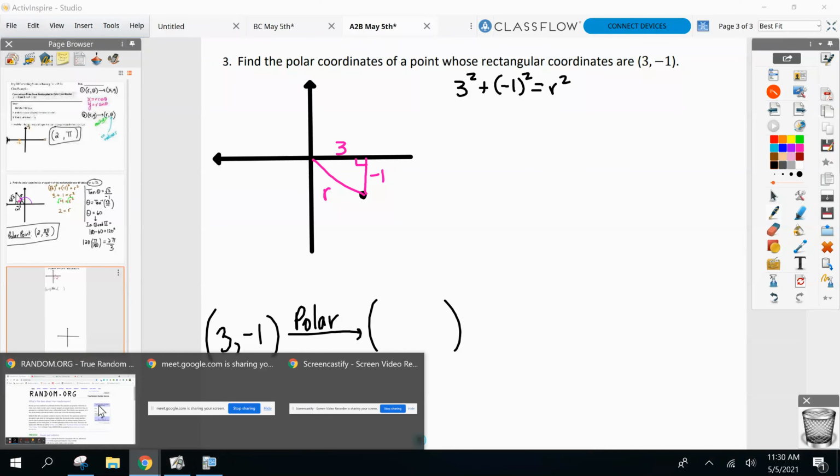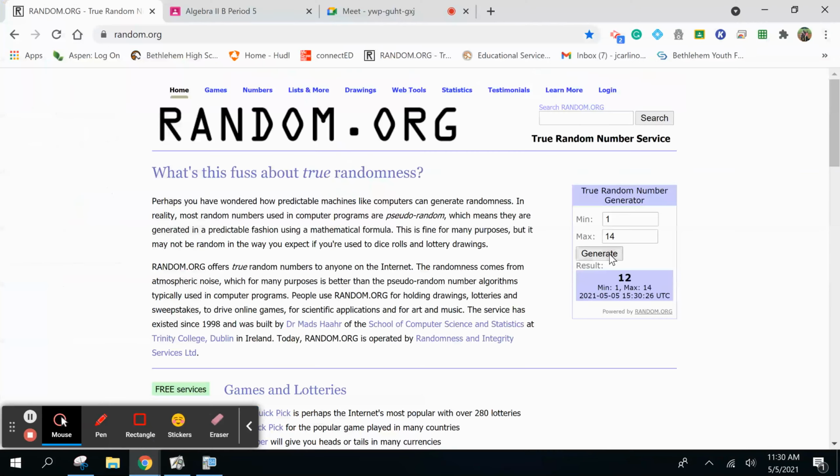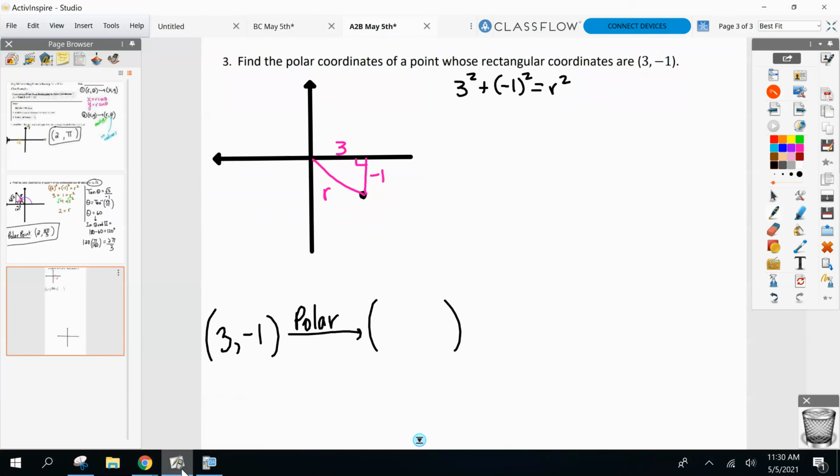All right, going back to you guys for answers. Dan, here we go. 3 squared. 3 squared is 9. -1 squared, that's just 1. 9 plus 1 equals r squared. So I get 10 equals r squared. How do I solve for r?